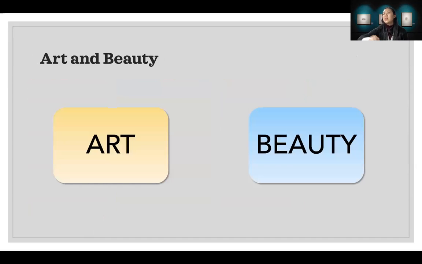And now let's move on to art and beauty. Many of us assume that a work of art should be beautiful. Beauty and art were discussed together because both were felt to provide pleasure. However, we don't always feel pleasure in looking at art.